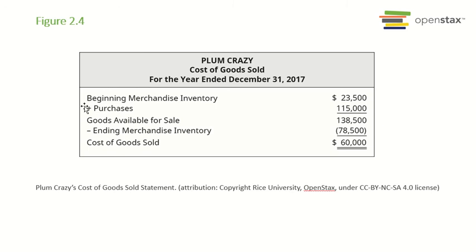So the cost of goods sold is calculated using beginning merchandise inventory of 23,500 plus total purchases for the period of 115,000. We get goods available for sale of 138,500, minus ending merchandise inventory. We get a cost of goods sold of $60,000. So that's how you calculate cost of goods sold.